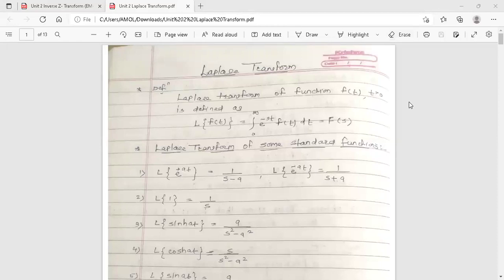Hello dear students, this is your engineering mathematics 3 lecture. Today's topic is Laplace transform. This topic is from second unit. What is Laplace transform?